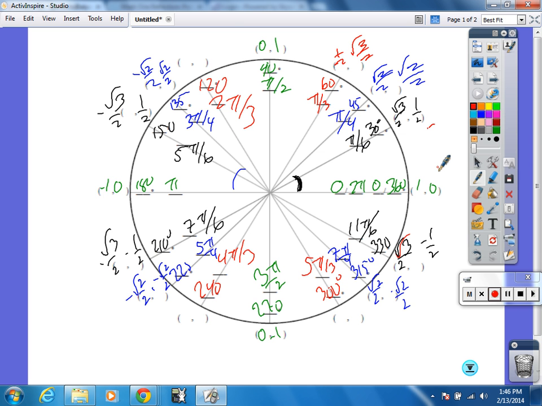With that being said, notice, isn't 1 the same thing as 2 over 2? And isn't 2 the same thing as root 4 over 2? Get ready to count. Root 4, root 3, root 2, root 1, root 0. Look how they're all over 2, right?